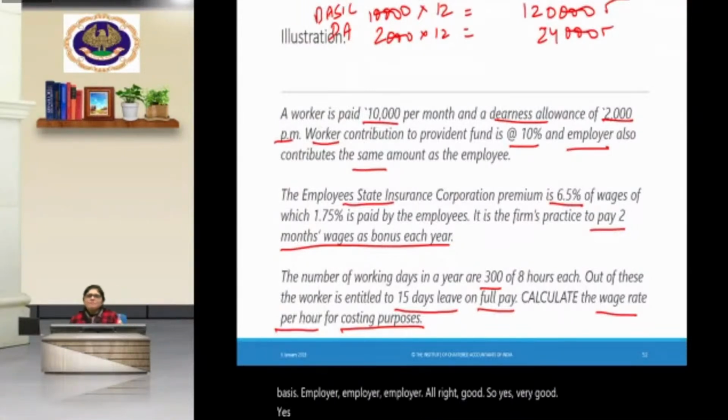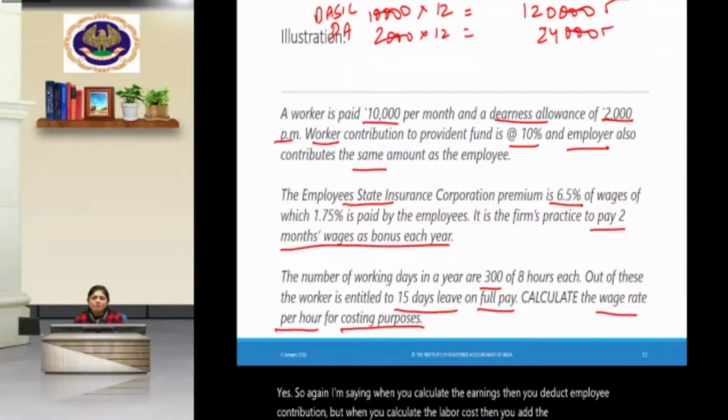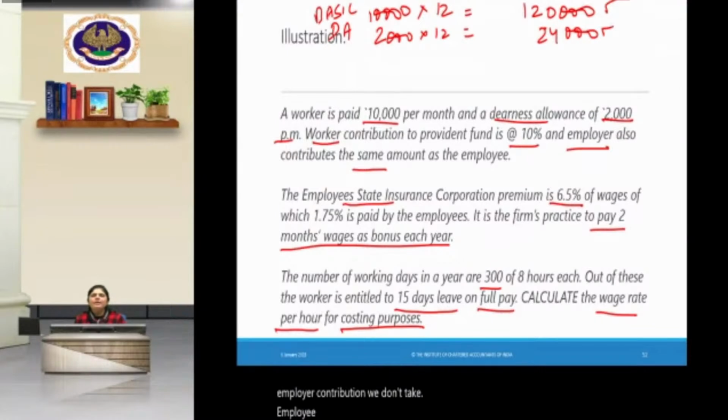Again, I'm saying when you calculate the earnings, then you deduct employee contribution. But when you calculate the labor cost, then you add the employer contribution. We are calculating the cost which the employer bears. So when you calculate labor cost, we add employer contribution. We don't take employee contribution in calculating labor cost. We take employer contribution because what the employer is contributing is the additional cost to the employer.